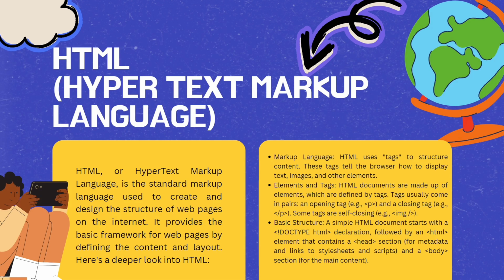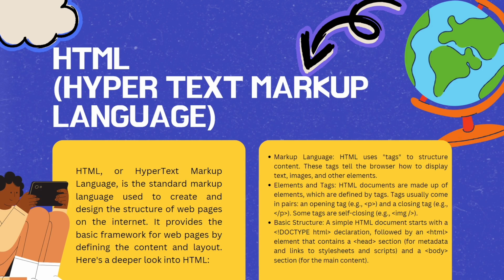Second one is element and tags, like the first one. HTML documents are made up of elements, which are defined by tags. Tags usually come in pairs, such as opening tag like P for paragraph and a closing tag like P with a slash for paragraph. And there are some tags that are self-closing, such as images.